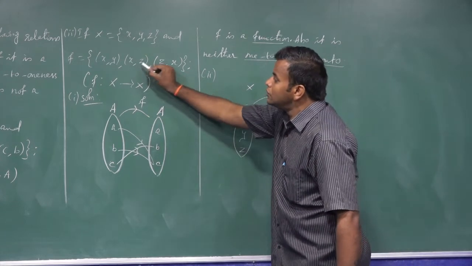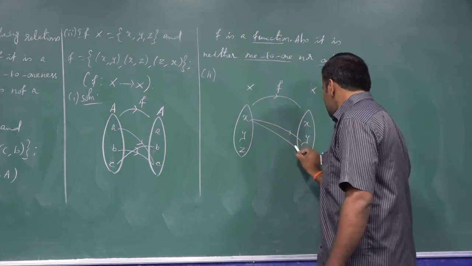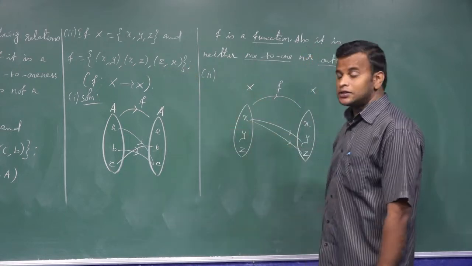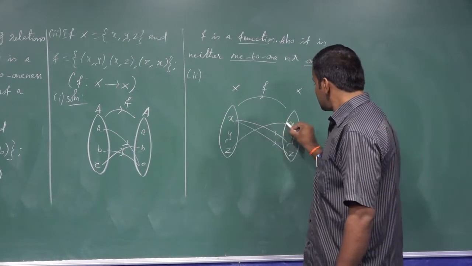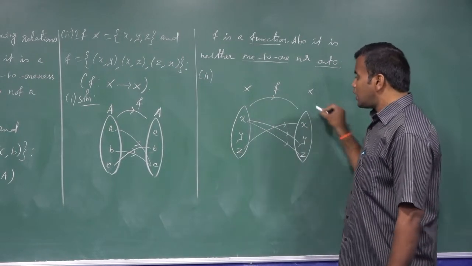Next, (x, z). X goes to z. This x goes to z. Next, (z, x). Z goes with the x. Okay. For easy understanding, I write it in an arrow diagram.